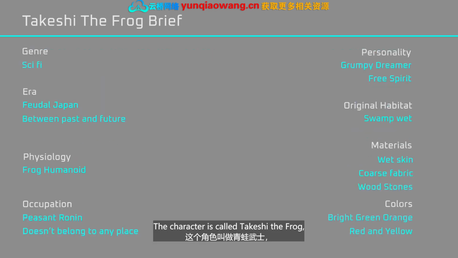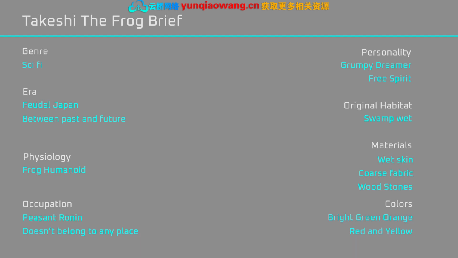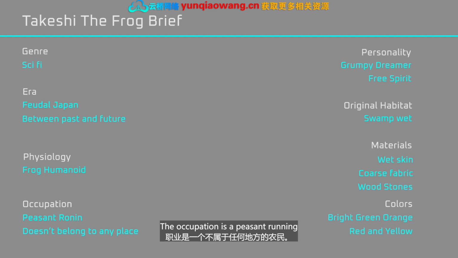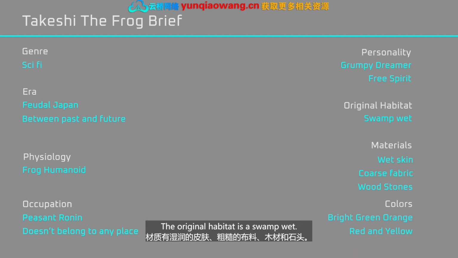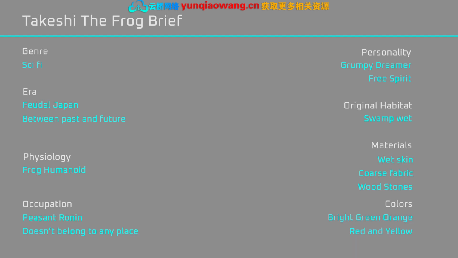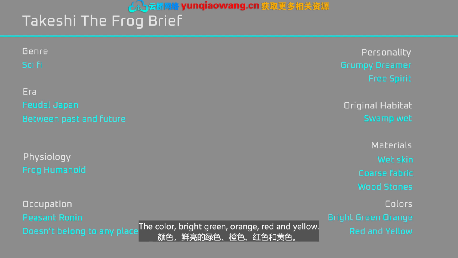The character is called Takeshi the Frog. He is a humanoid frog, or a frog humanoid. The genre is sci-fi. The era is feudal Japan between past and future, so it's quite a fantasy character. The physiology is a humanoid frog. The occupation is a peasant ronin that doesn't belong to any place. His personality is a grumpy dreamer and a free spirit. The original habitat is a swamp web. The materials: wet skin, coarse fabric, wood and stones. The colors: bright green, orange, red and yellow.